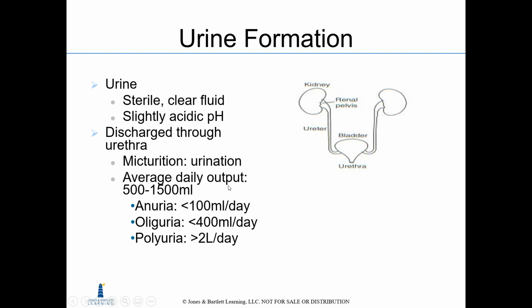The average daily output of urine is 500 to 1500 mL. Anuria is less than 100 mL per day. Oliguria is less than 400 mL per day, and polyuria is greater than 2 liters per day.